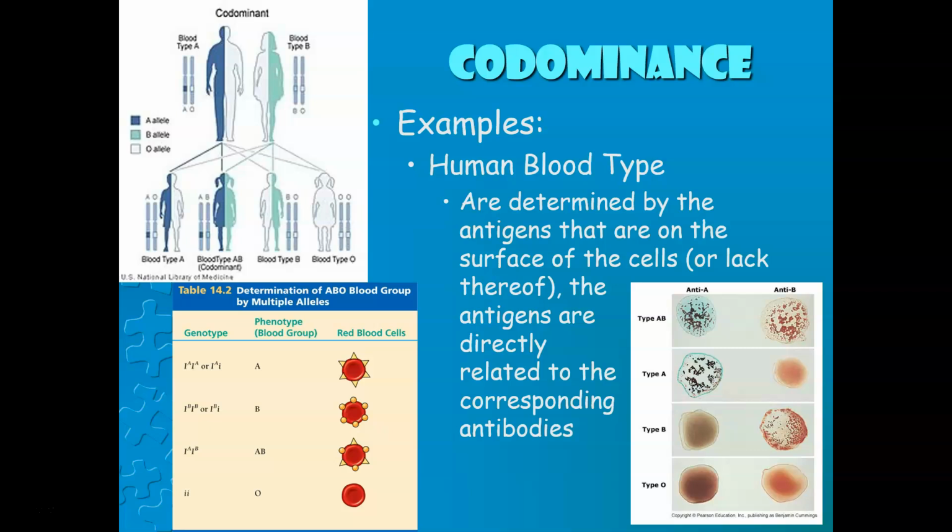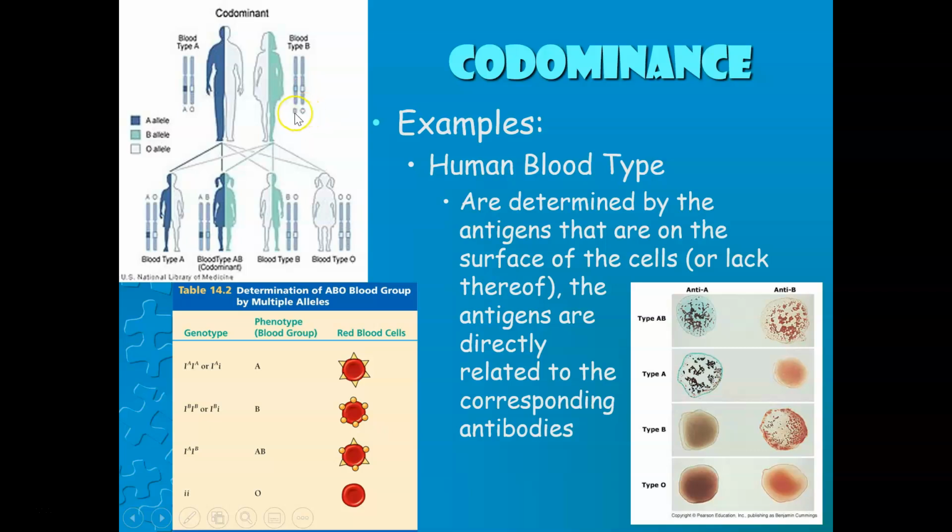And either you have those antigens or you don't. And those directly then relate to the antibodies that your body produces. So if I take a look, it's still a trait that is controlled by a set of homologous chromosomes. So here is dad in this example. He would be what we would consider our traditional heterozygote. He's got an A and an O. As a result, that makes him blood type A.